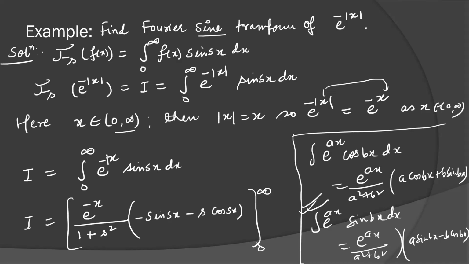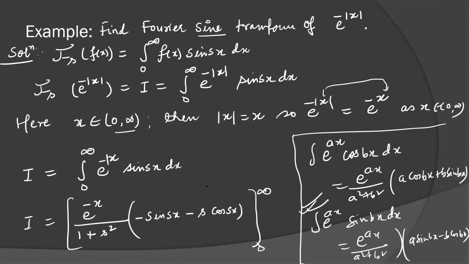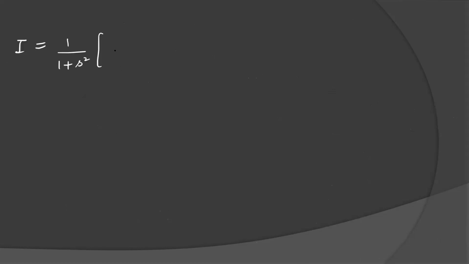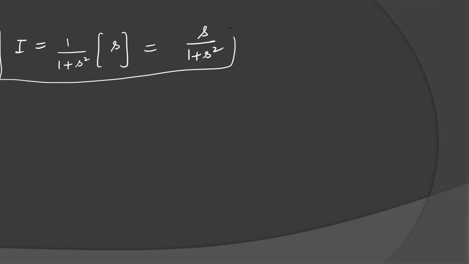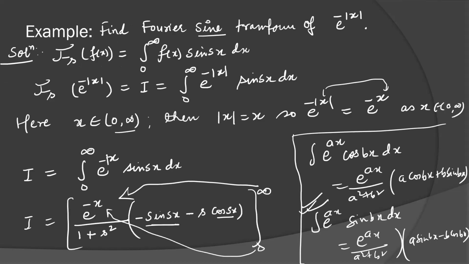You are applying the limit only in the term of x. The upper limit is infinity, the lower limit is 0. So 1 over 1 plus s square can be taken outside. E to the power minus infinity goes to 0, and at the lower limit 0, sin 0 is 0 and cos 0 is 1. So minus minus will become plus, because it is upper limit minus lower limit. So it will give you s here. So this will be the Fourier sine transformation of the given problem: s over 1 plus s square.